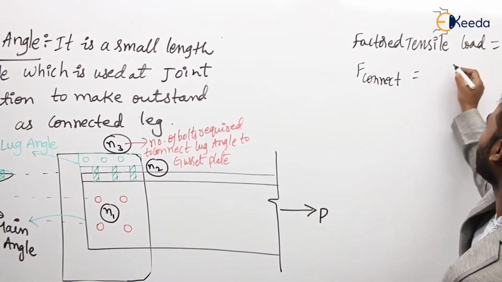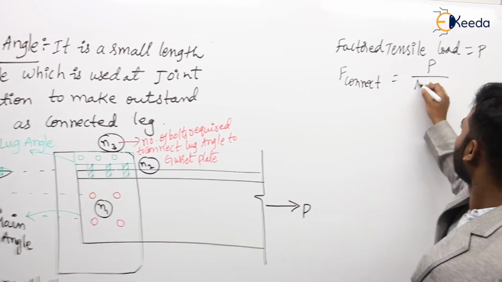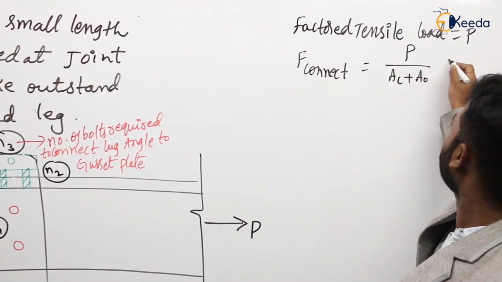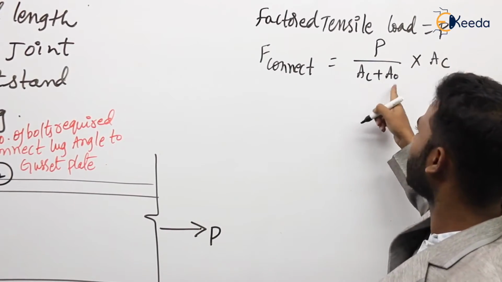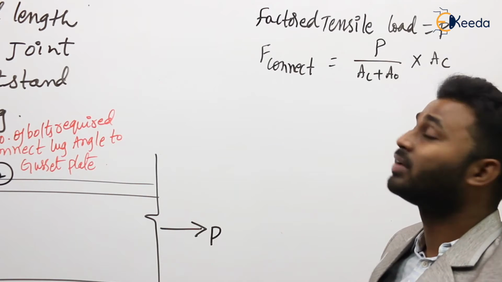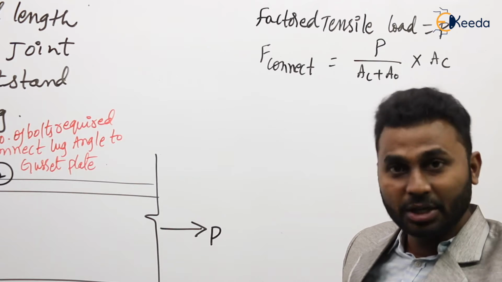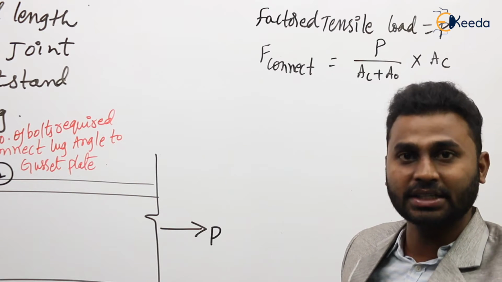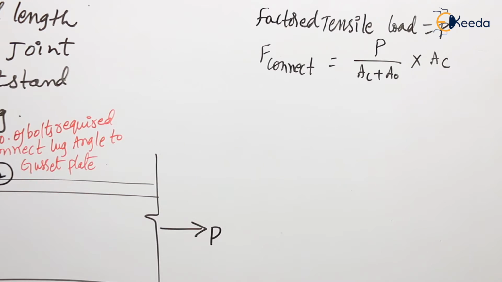The force in this connected leg is P times AC divided by AC plus A naught. What is this AC plus A naught? AC is the area of the connected leg. A naught is the area of the outstand. Of course, in previous sessions we have discussed how to calculate it. Yes or no? So how to calculate this? Divide it like this.